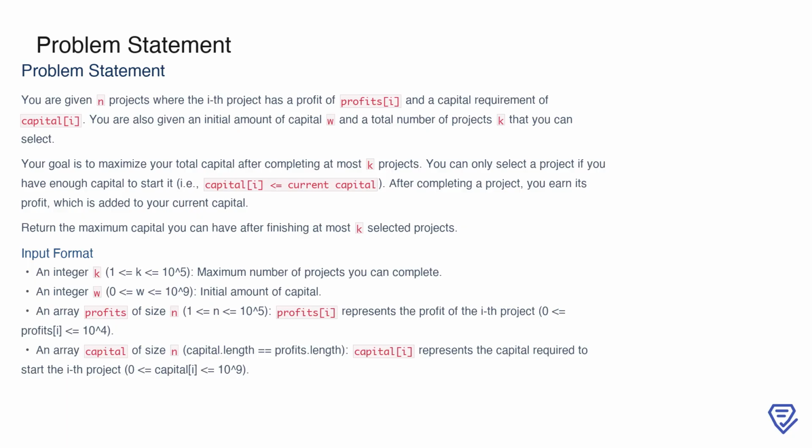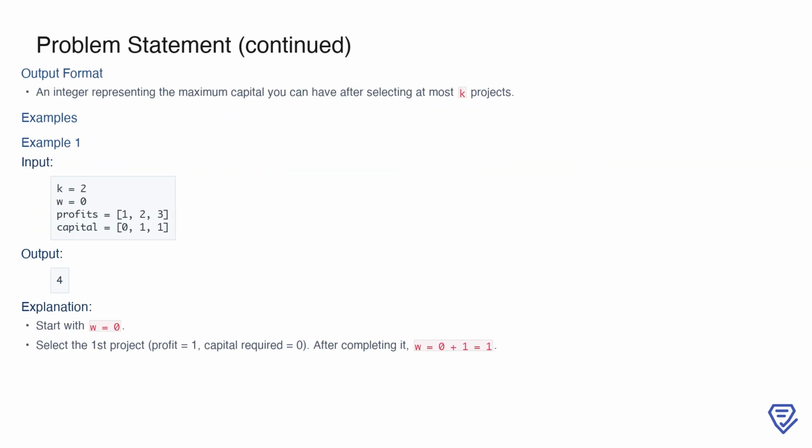However, you can only select a project if your current capital is greater than or equal to its capital requirement. Once you complete a project, its profit is added to your current capital. The challenge lies in deciding which projects to pick in order to achieve the maximum capital within these constraints. The output of this problem is a single integer, representing the maximum capital you can have after selecting and completing up to K projects. Let's consider an example to understand this better.